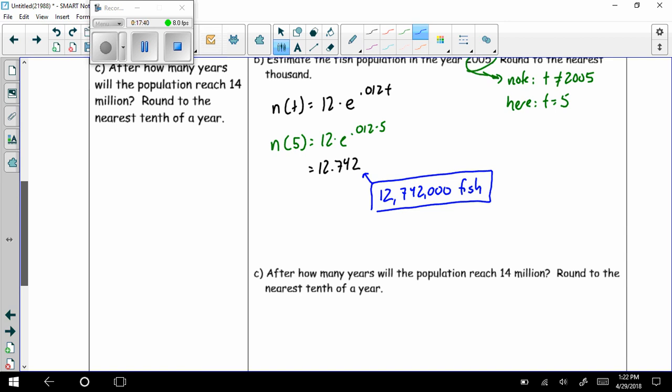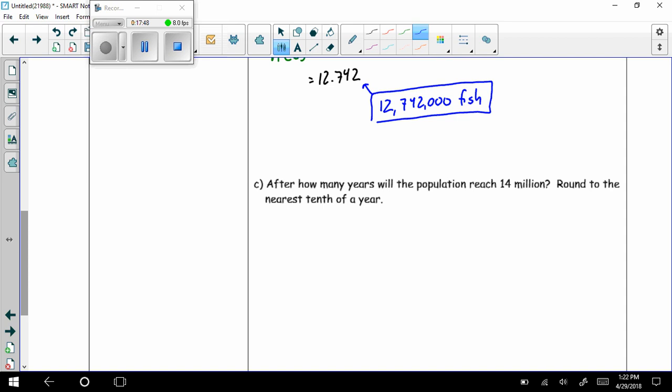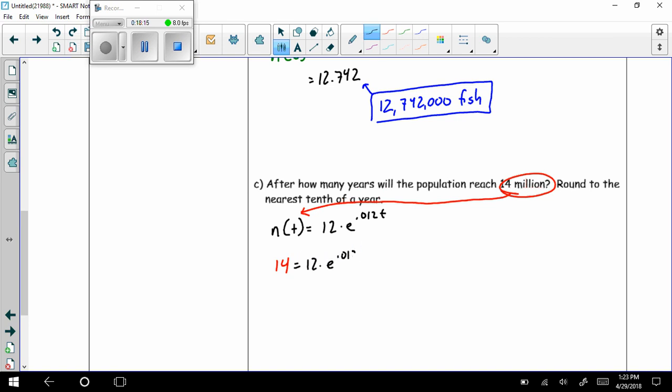On C, I want to know how long it will take to reach 14 million, and we're supposed to round to the nearest tenth of a year. So what we're going to do here is say N of t equals N sub 0, which we know was 12, times e to the rate, which is 0.012, times time. In this case, I know that 14 million is supposed to be plugged in for N of t, because that's what we're supposed to end up with. And so this becomes 14 equals 12 times e to the 0.012t.